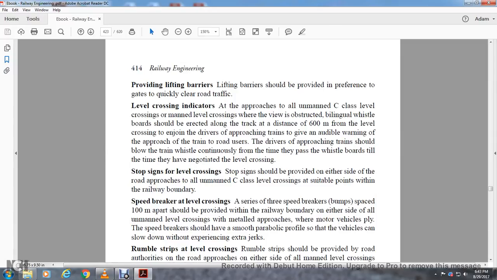Providing lifting barrier. Lifting barrier should be provided in preference to the gate to quickly clear the road. Level crossing to indicate the approach for the unmanned level crossing. Level crossing is for the view of the obstructed, with a whistle.